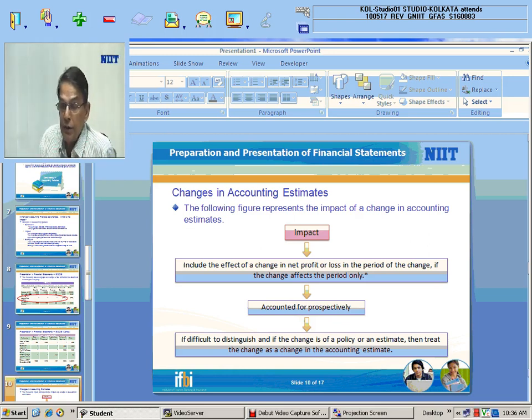Sometimes it is difficult to distinguish whether it's a change in accounting policy or a change in accounting estimate. Sometimes there can be doubts over whether a change should be considered as a change in accounting policy or a change in accounting estimate. So in case of doubts, normally the practice is to treat the change as a change in accounting estimate and apply it prospectively. Only when you are certain that this is a change in accounting policy, then it should be applied retrospectively. Otherwise, if it is difficult to distinguish, we would rather consider it as a change in accounting estimate and apply it only prospectively.